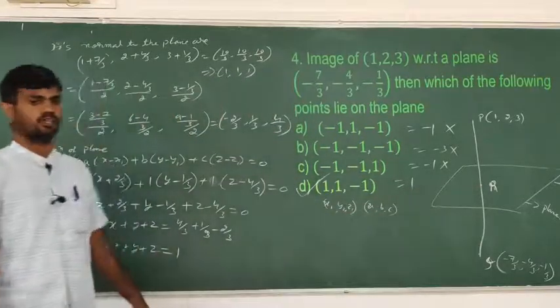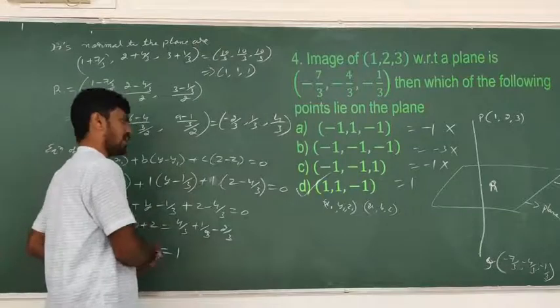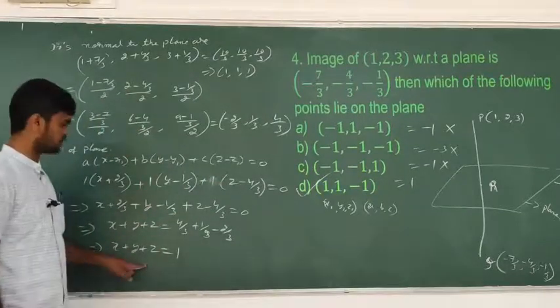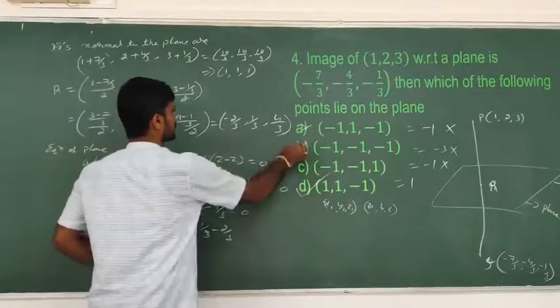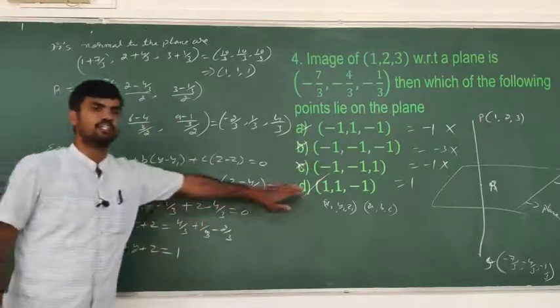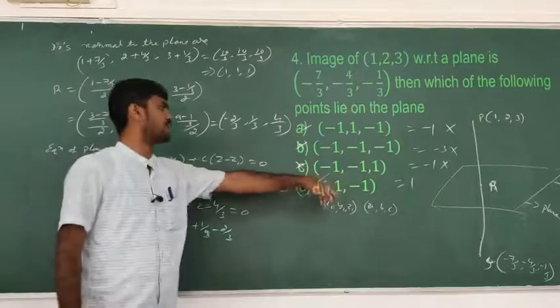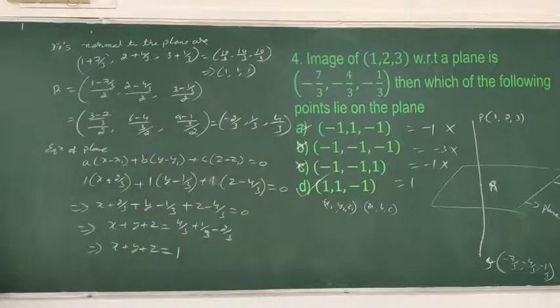You know how to simplify, right? So this is the equation of a plane. For a point to lie on this plane, that point must satisfy this equation. So here this point doesn't satisfy this equation, this also doesn't satisfy, this also doesn't satisfy. So only this point satisfies this equation, therefore the point 1 comma 1 comma minus 1 lies on this plane. That's all. Okay, move on to the next problem.